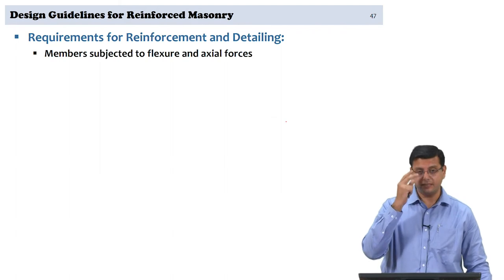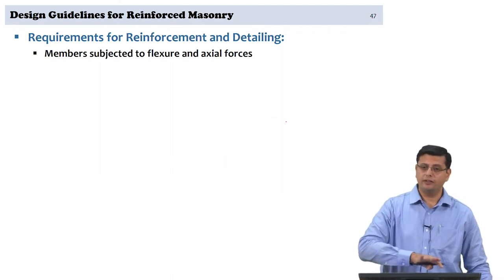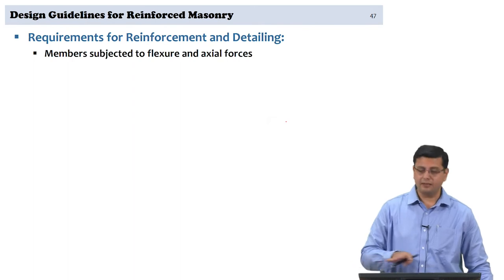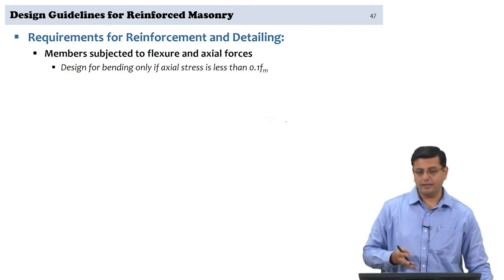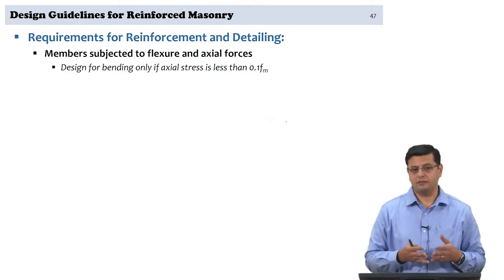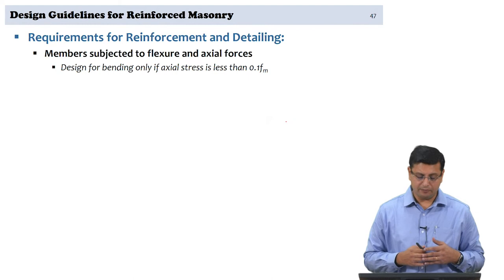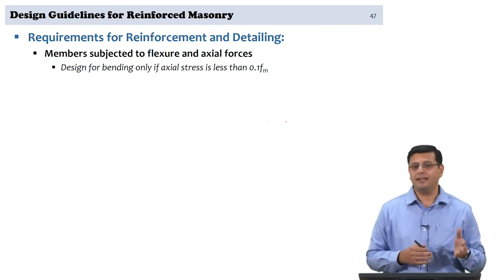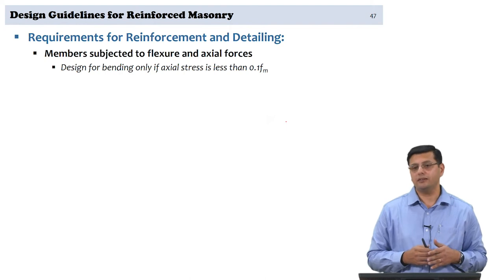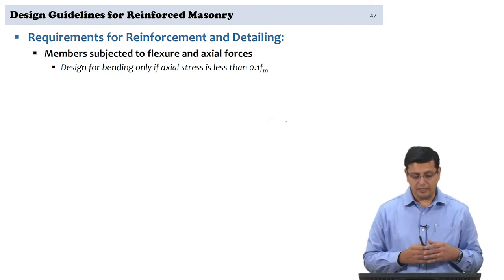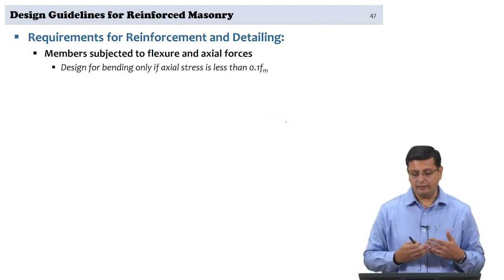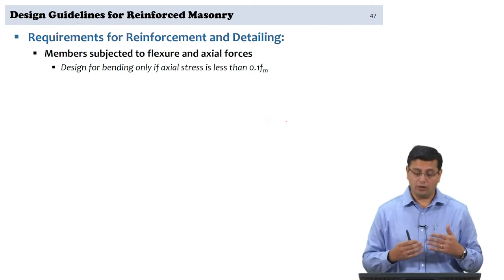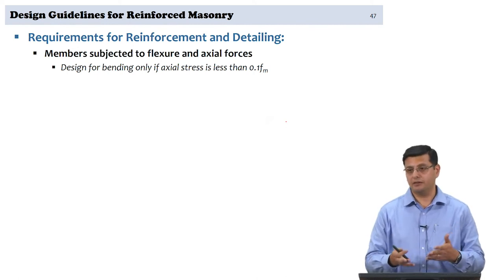So, if you are looking at members that are subjected to flexure and axial forces, we would be looking at treating PM interactions for reinforced masonry walls in detail, but the code requires that if the axial stress levels in a wall that has both flexure bending effects and axial forces due to gravity is less than 10% of the compressive strength of the material, you can treat the wall as a pure bending design, meaning that you're really not depending on the beneficial effect of compression in the wall.